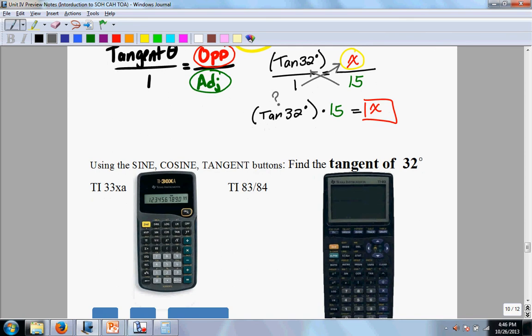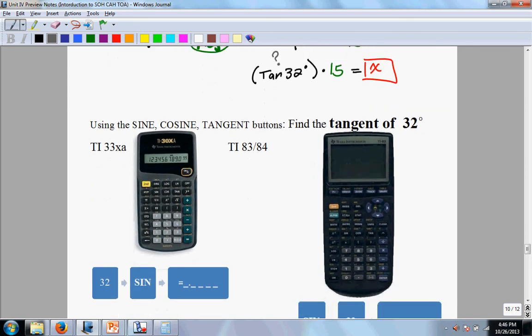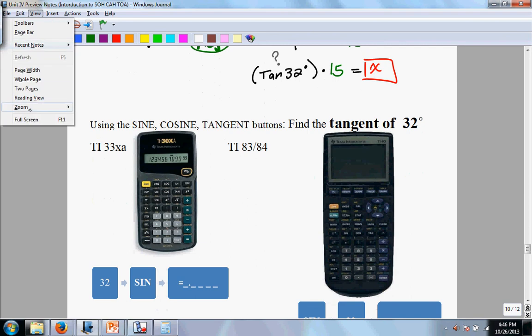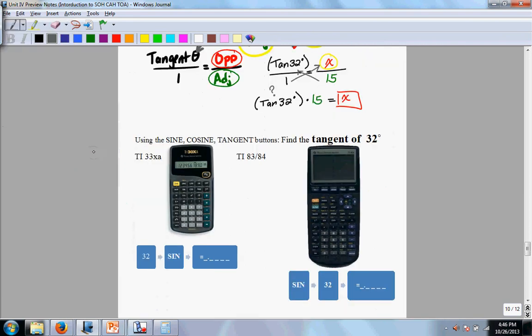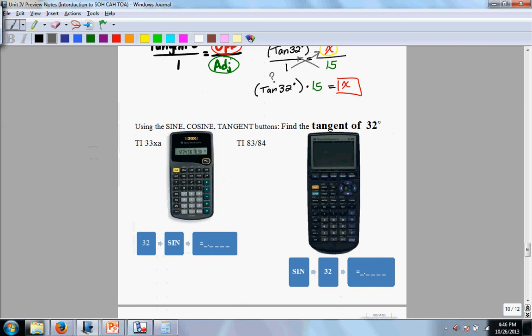Now pay attention because there's one of 2 ways to do this. If you have that TI 30, what you're going to do is in your calculator, you put 32, and then you're going to hit the tangent ratio button, which is that one right there. It's tangent, not sine. So you do 32 tan.